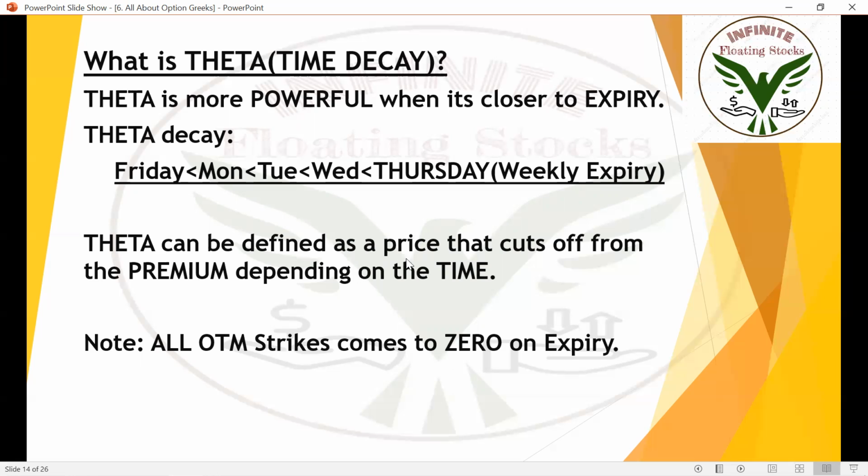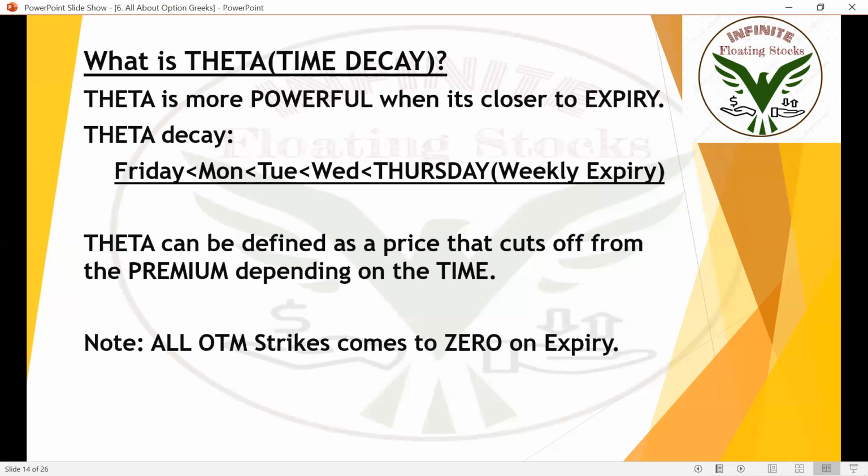Theta can be defined as the price that cuts off from the premium depending upon the time. Theta is nothing but time decay. Time decay happens more when it's closer to expiry, like the value of the Fortuner decreases. Similarly, the value of the premiums will also decrease when they are coming closer to expiry. Note, very important point: all out of the money strikes come to zero on expiry. That's a very important point.